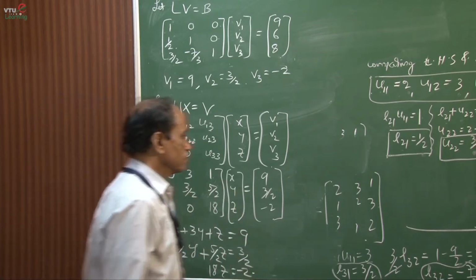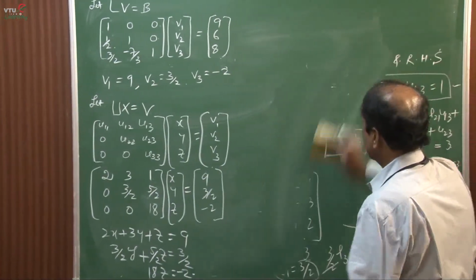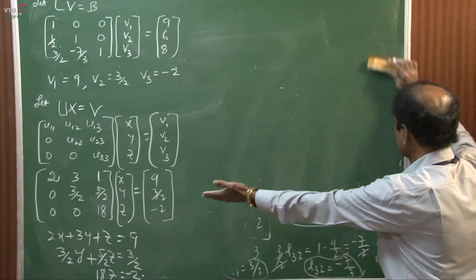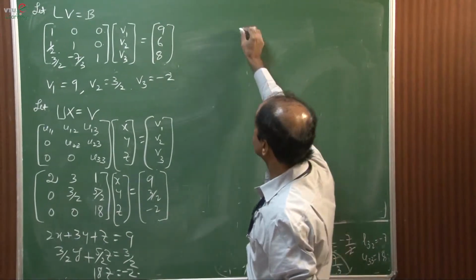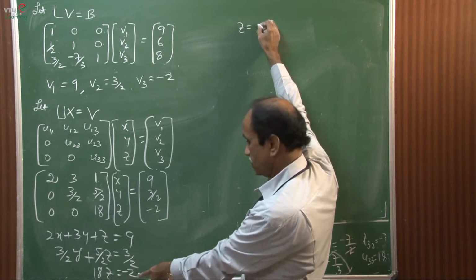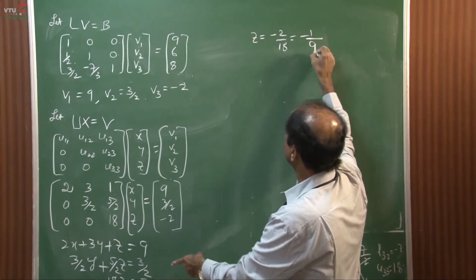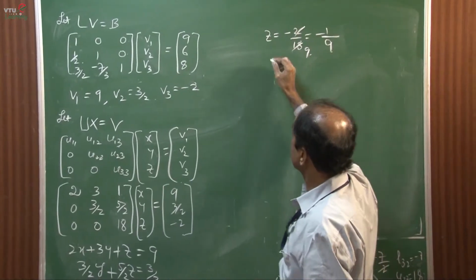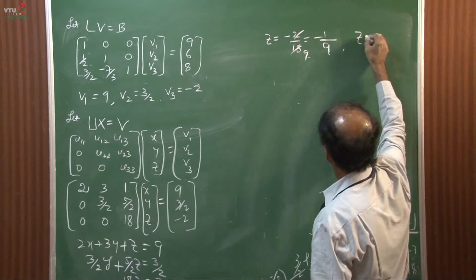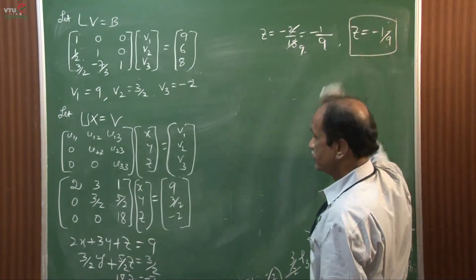So with this, first you calculate the value of z, because from the last equation it is easy to separate the value of z. The z value is equal to minus 2 by 18, this is equal to minus 1 by 9, 2 9s are 18. Therefore, z equal to minus 1 divided by 9, this is the first value.